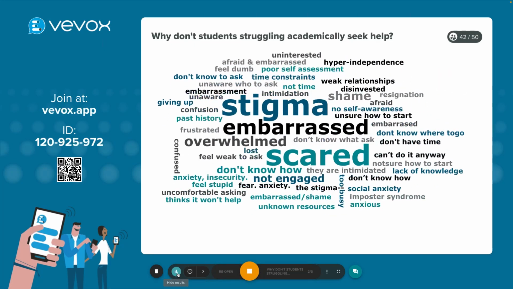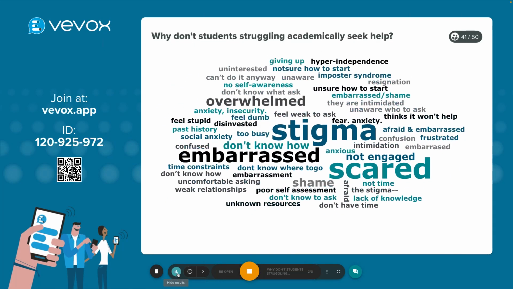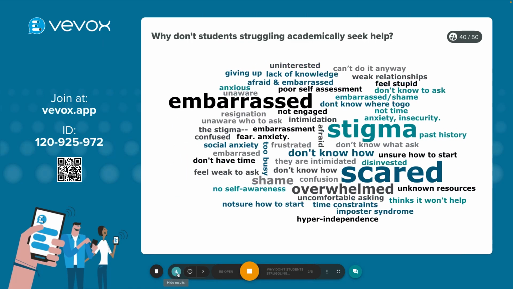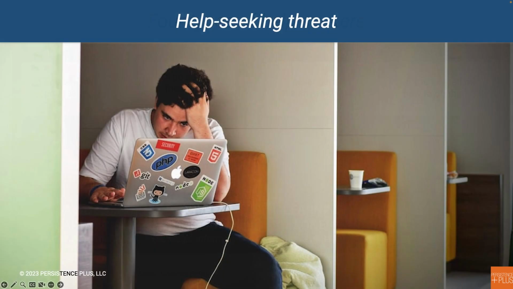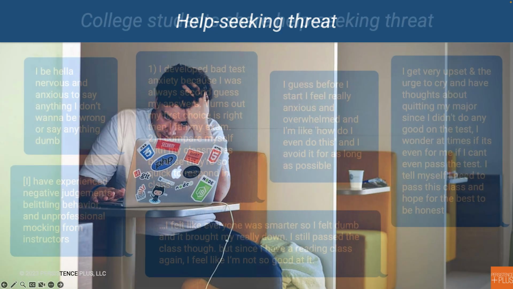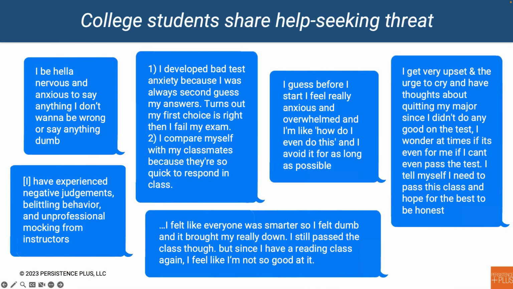When I talk to people about this, we generally end up with these 2 large buckets of reasons why people don't seek help. Some are the practical reasons, like being too busy or not understanding what resources are there. Those are very important, but we're not going to talk about those as much today. We're going to talk more about these emotions like embarrassment, scared, shame, stigma, which all come under this umbrella of what we call help-seeking threat.